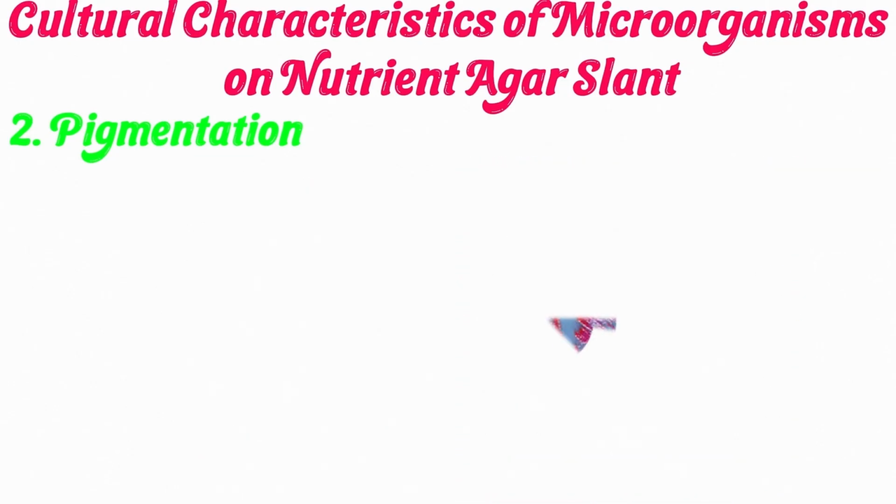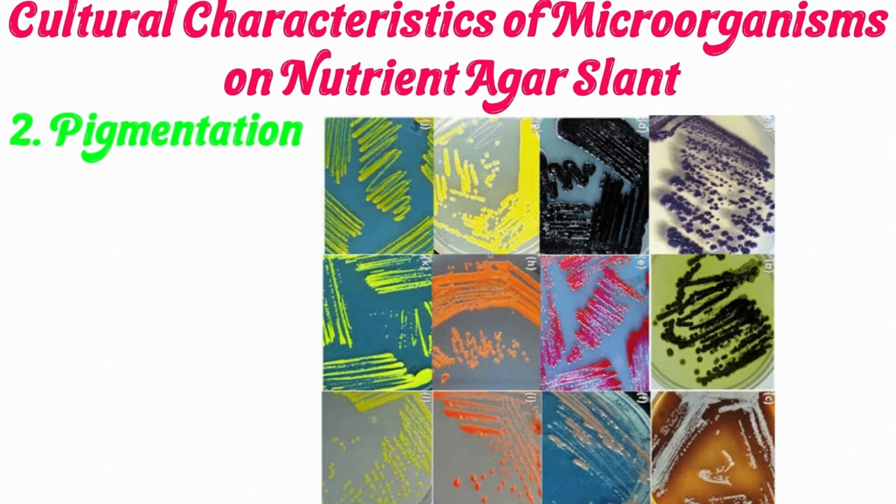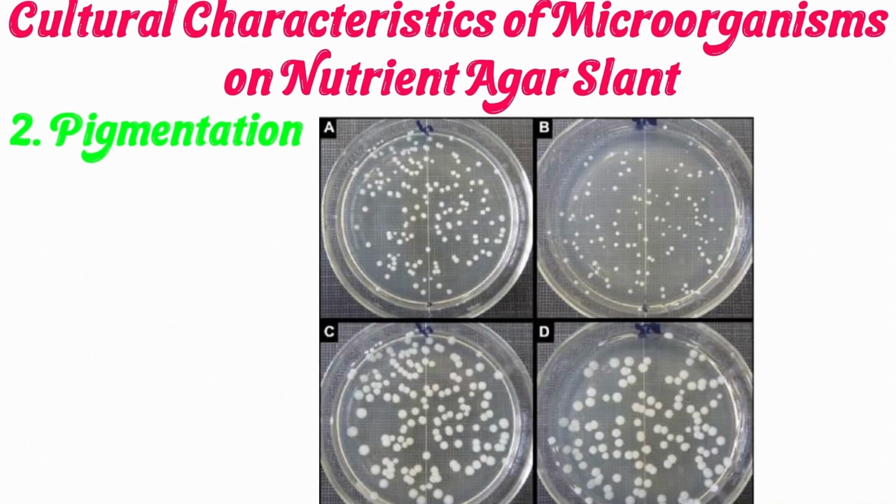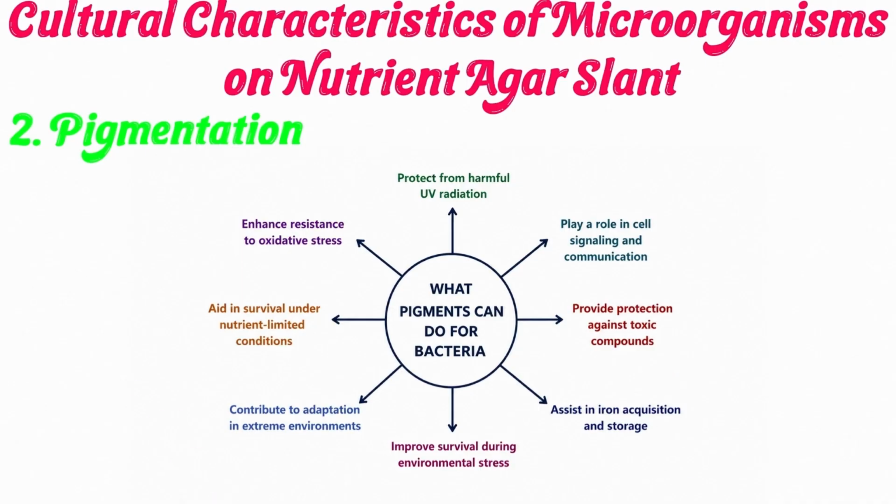For example, some species produce yellow, red, green, blue, or orange pigments. However, most bacteria are non-chromogenic, meaning they do not produce pigments and therefore appear white, cream, or gray. Pigments may help microorganisms protect themselves against sunlight, oxidation, or environmental stress.